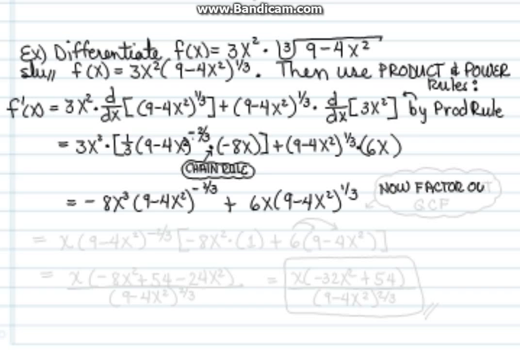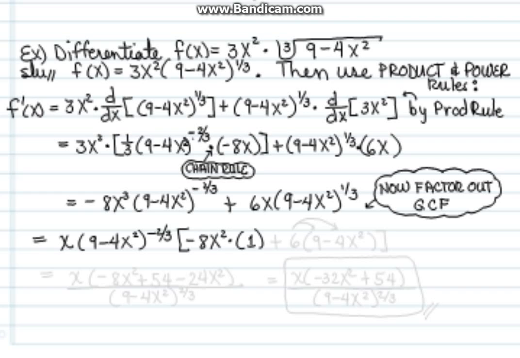Now factor out the greatest common factor out of these two terms. The greatest common factor would be x, well, anyway, the highest power of x, we didn't pull out the factor of 2, times 9 minus 4x squared to the negative 2/3, and that leaves negative 8x squared times 1 plus 6 times 9 minus 4x squared. Just look at it carefully. That's what's left when you pull out x times 9 minus 4x squared to the negative 2/3.